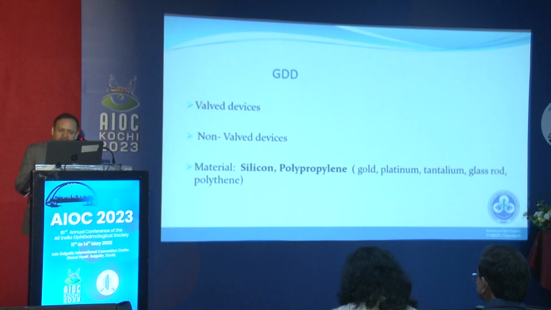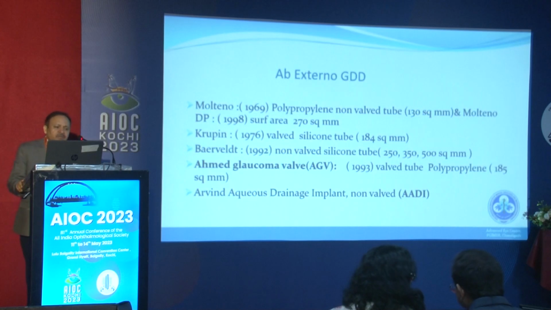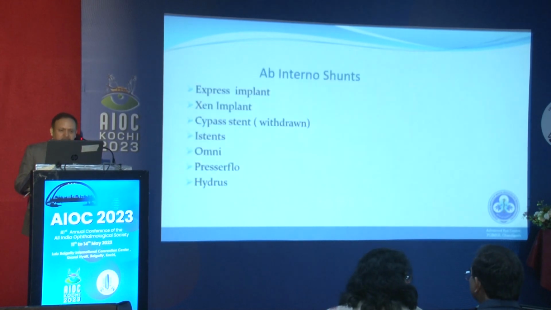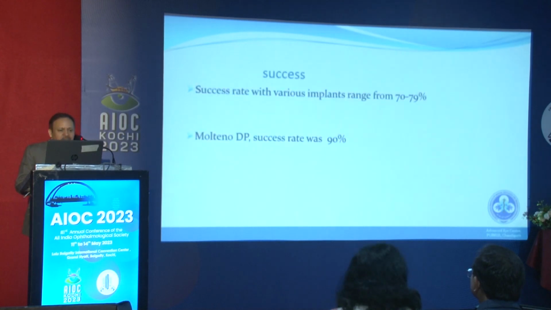GDD can be valved or non-valved. These are the two types of GDD available, and material-wise, mostly these are silicone or polypropylene based. Ab externo devices which we are using are mostly AGV or Baerveldt here. The others are available. Ab interno devices available are Ex-PRESS shunt, Xen, iStents, OMNI, PreserFlo, Hydrus. Most of these are not used here. These are some of the designs of these devices. The success rate of drainage devices varies from 70 to 79%, and the maximum is seen with the Molteno DP device.